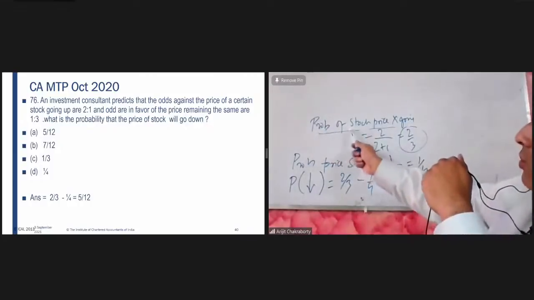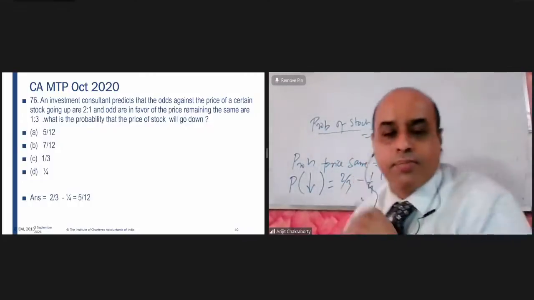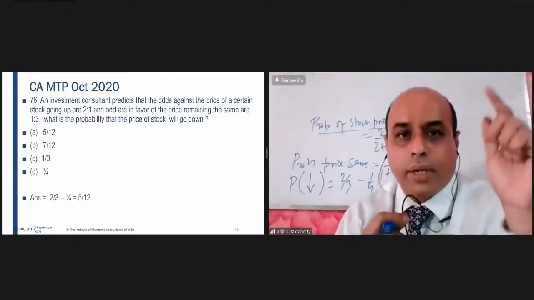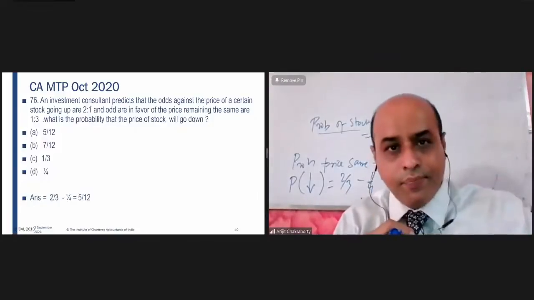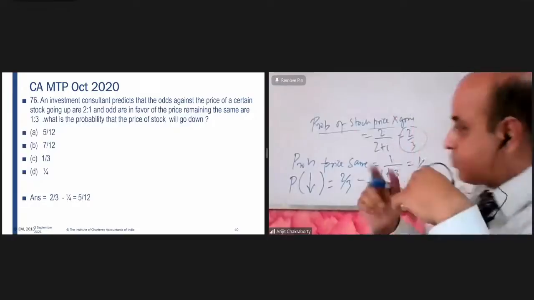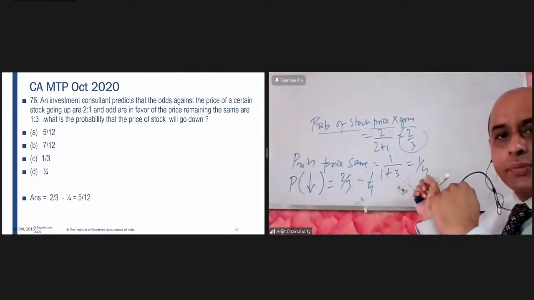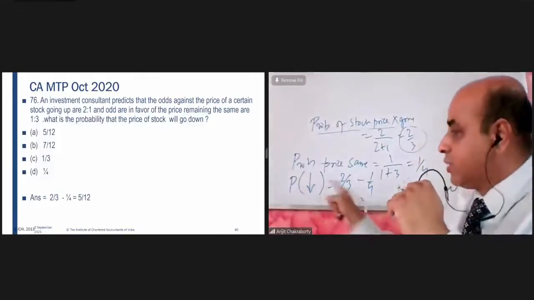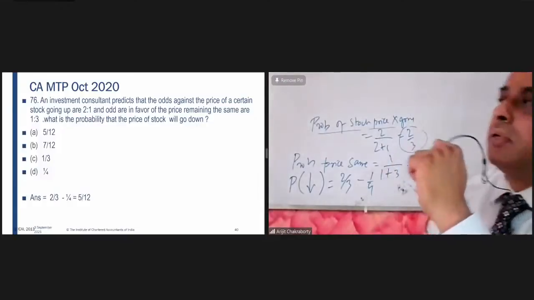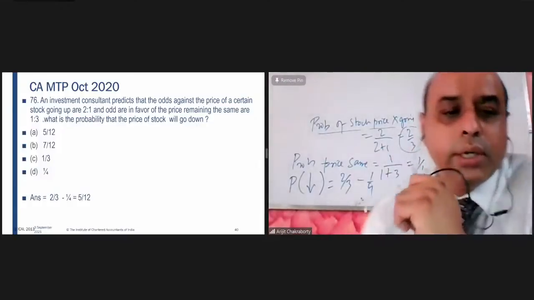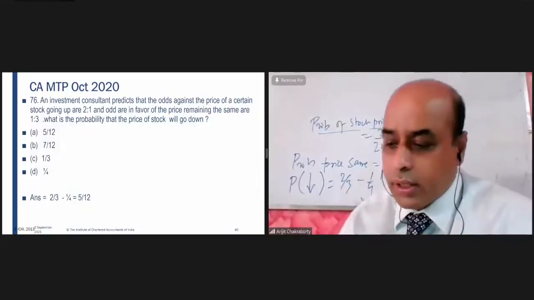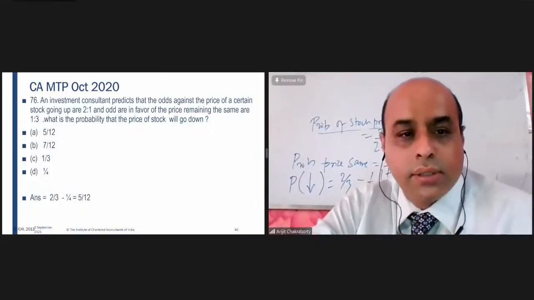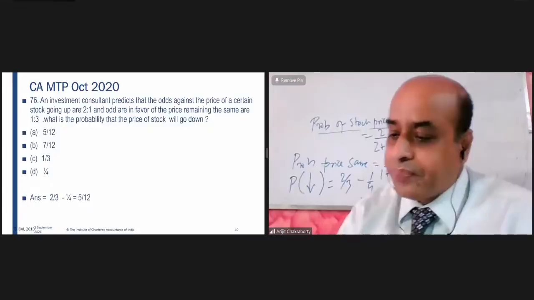Because here it is saying the probability that the stock price will not go up, that means it can cover two situations: either the stock price is the same or the stock price goes down. Now the probability that the stock price is the same is already given. So the only other possibility is that the stock price will go down, and that is what we have to find. So we can do it just by a simple subtraction. 2/3 minus 1/4 gives you 5/12. I hope you have understood this. This is a lovely question and one of the best questions we have seen.